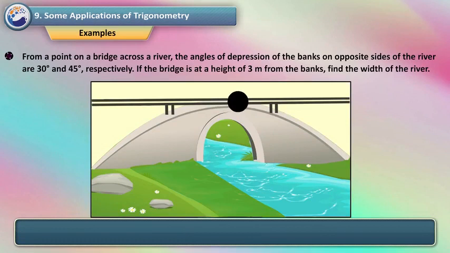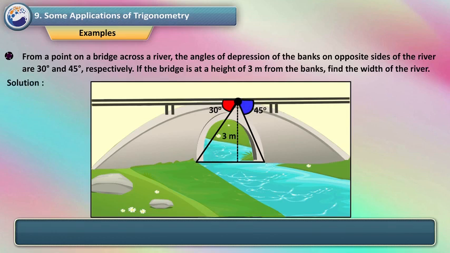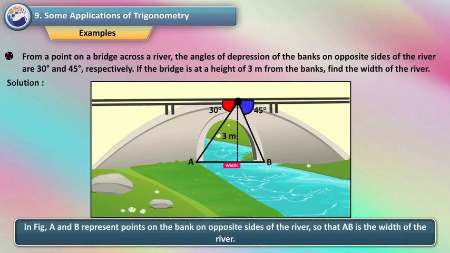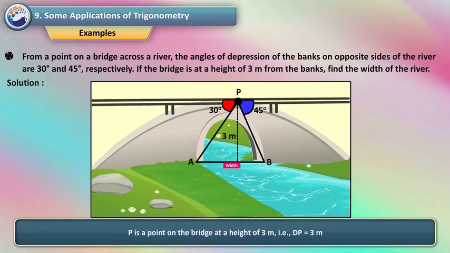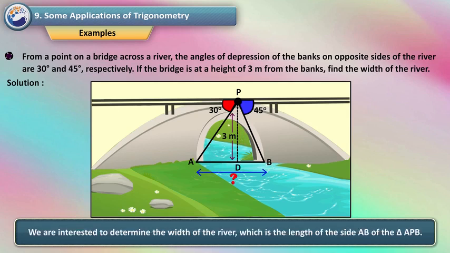Example 4. From a point on a bridge across a river, the angles of depression of the banks on opposite sides of the river are 30 degrees and 45 degrees respectively. If the bridge is at a height of 3 meters from the banks, find the width of the river. Solution. In the figure, A and B represent points on the bank on opposite sides of the river, so that AB is the width of the river. P is a point on the bridge at a height of 3 meters, that is DP equals 3 meters. We are interested to determine the width of the river, which is the length of the side AB of the triangle APB.